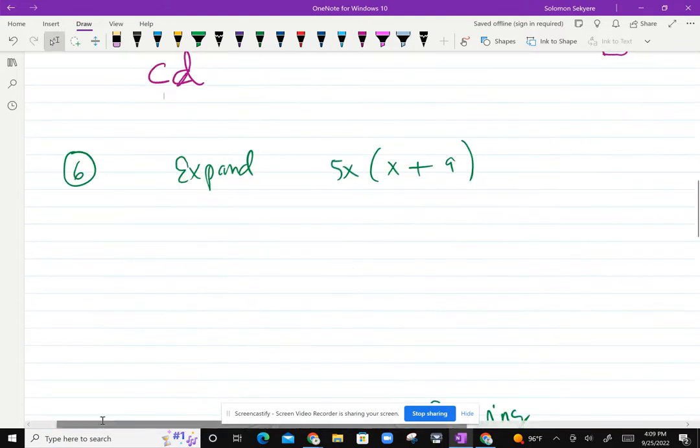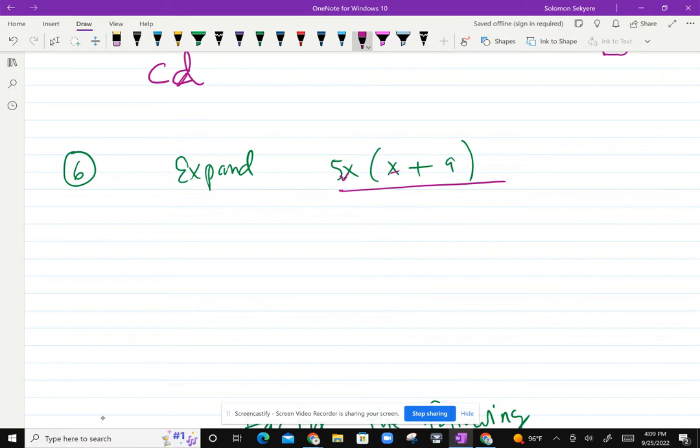Why are we doing this? Suppose you're given this one here to expand. You're going to say what? 5x times x would be 5x squared. 5x times 9 will be 45x. That's what we did in the previous video.